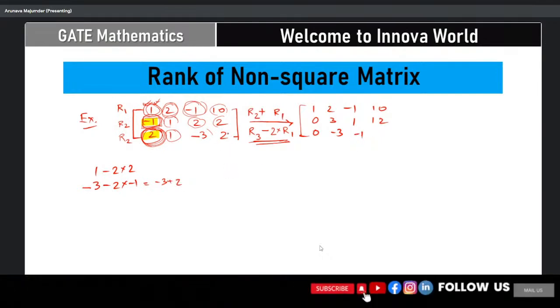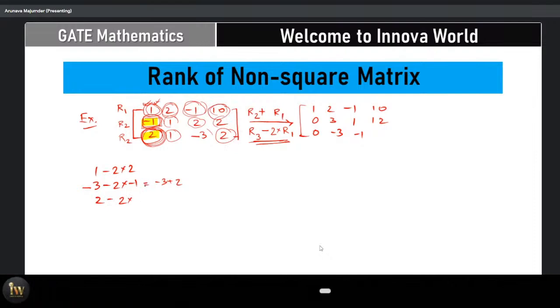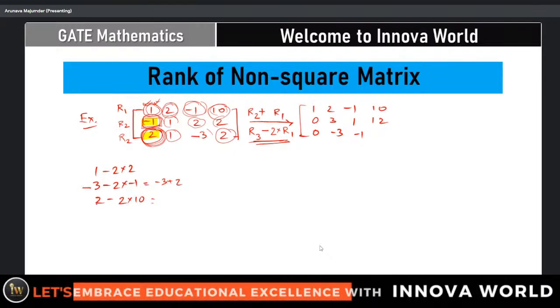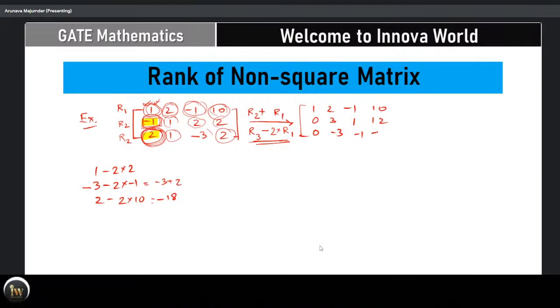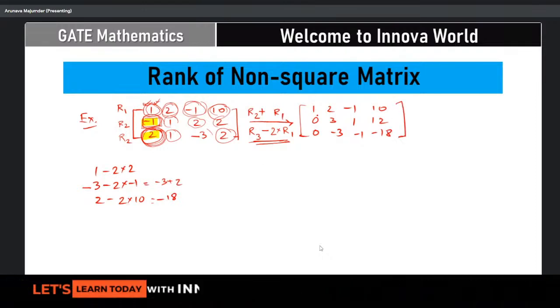What is the last element of row 3? 2. So 2 minus 2 into, what is the last element of row 1? 10. Okay, so what is this? Minus, it is 20, so minus 18. So this becomes, now you can see these two elements have actually become 0. Now what is our next target?